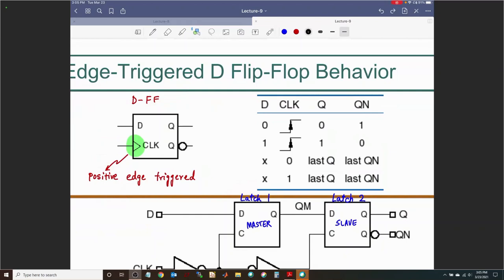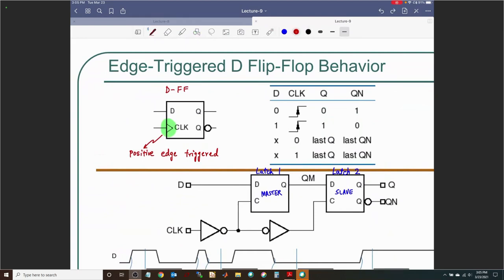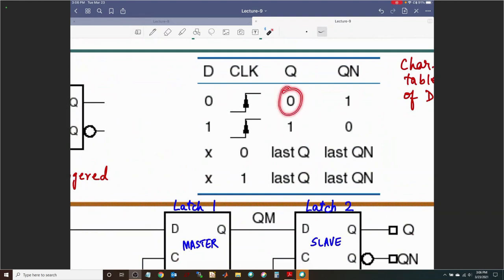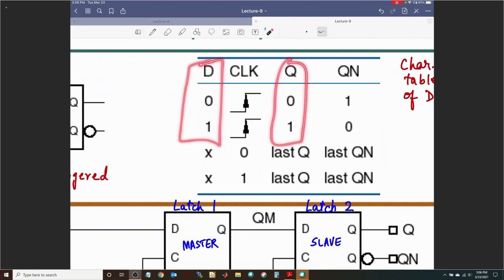Now let's talk about the behavior in terms of the characteristic table. This is your characteristic table. Characteristic table of D flip-flop and positive edge trigger D flip-flop, right? When can the outputs change? The outputs can change only when the clock is going from low to high. It is positive edge triggered. So Q can go to 0 if you have D as 0 and the clock goes from low to high. And consequently, if Q goes to 0, Qn, the complemented form, goes to 1. And if at the time clock goes from low to high, the D input is 1, then Q plus equals D when clock goes from low to high.